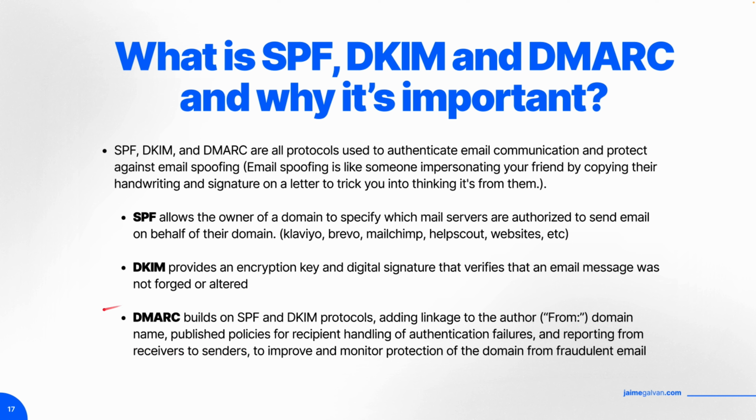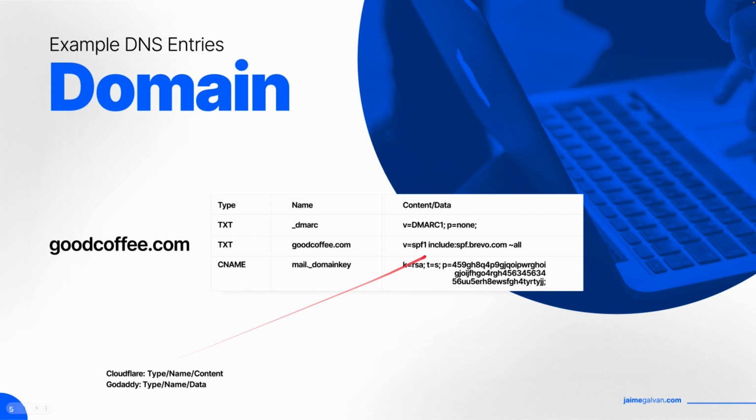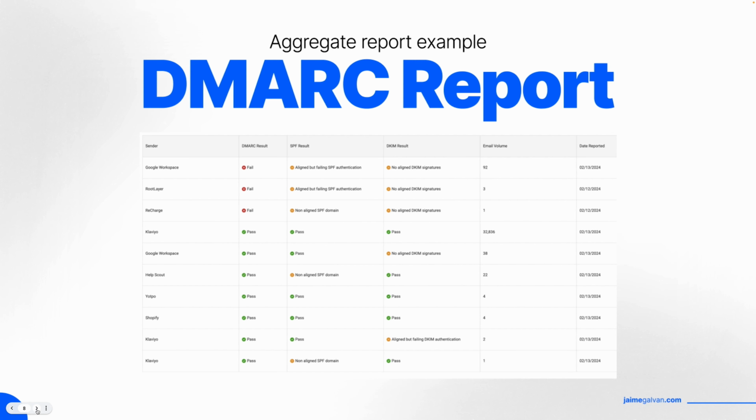DMARC also, you can add an email here, and it sends reports. It's in XML format, which is kind of hard to read. So there is software out there. This one, for example, is ValleyMail, and I'll link it in the description. This pretty much translates that XML file and then gives you an overview look.